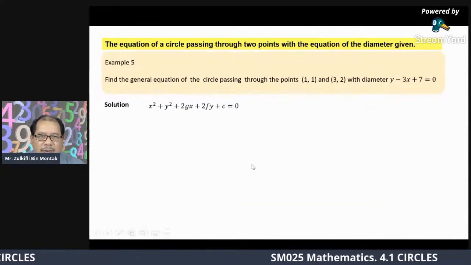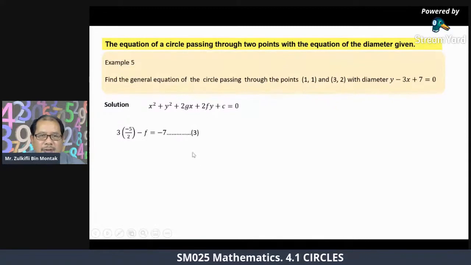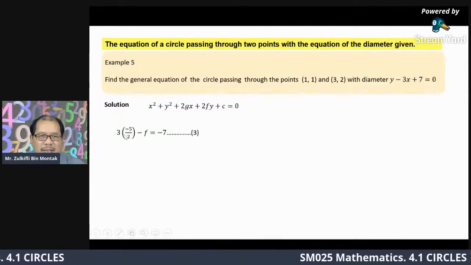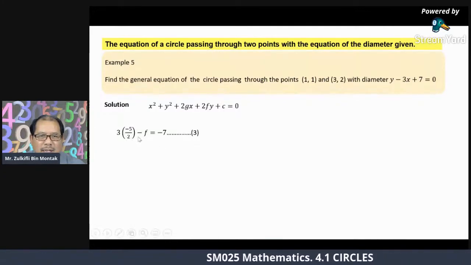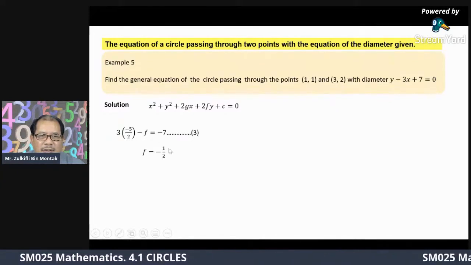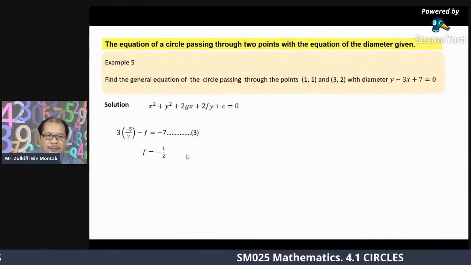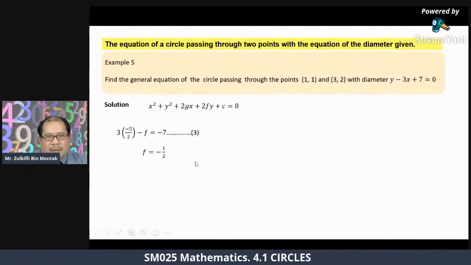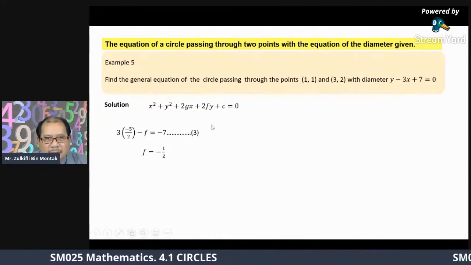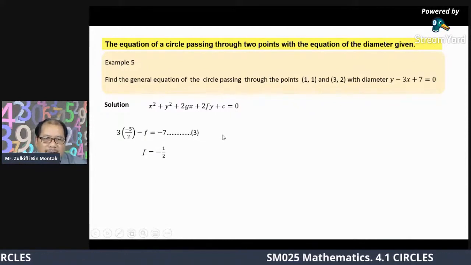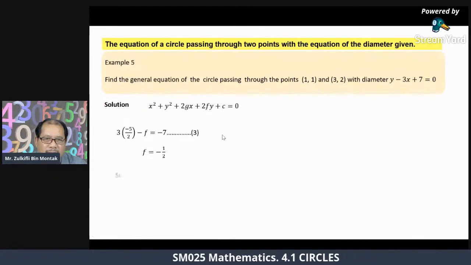Now I substitute G equals -5 over 2 into equation number 3 in order to get F. That means 3 times -5 over 2 minus F equals -7. So F equals -1 over 2, negative half. Now we have two values, F and G. The last value to find is C.